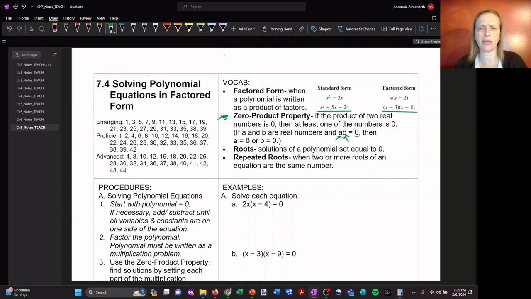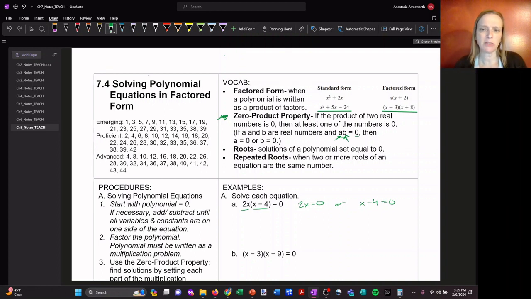So let's look at an example here. We have 2x times the quantity x minus 4. This is a multiplication problem. This multiplication problem is set equal to 0. So for this to be true, either 2x equals 0 or x minus 4 equals 0. Otherwise, those two things multiplied together could not be 0. So if I go ahead and solve for x in each of these cases, I basically took each component of the multiplication problem and set it equal to 0 as a separate equation.